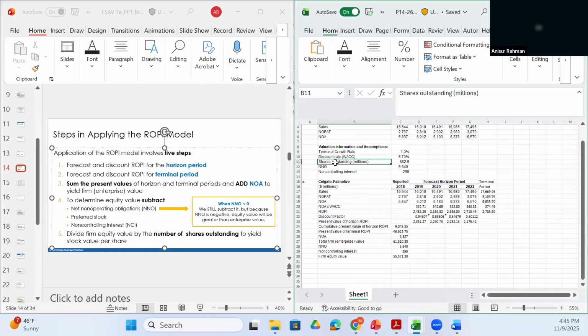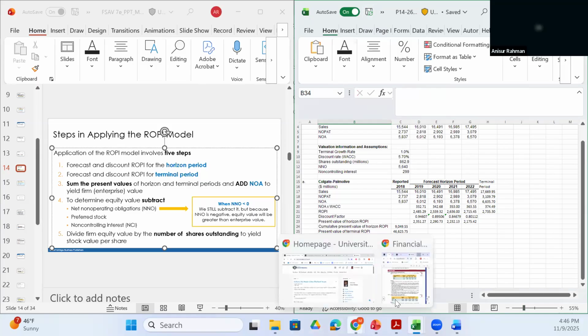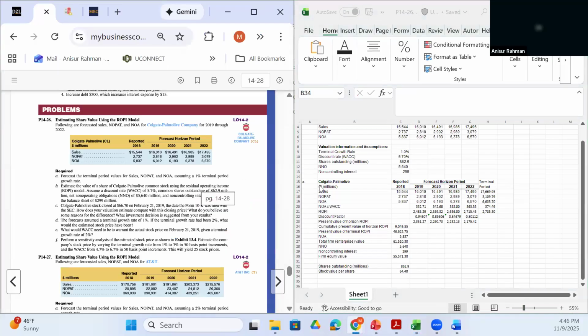So I will copy paste shares outstanding and bring that number from here. Now I have stock value per share, which will be my equity value divided by my shares outstanding. So $64.40. Okay. So that is actually our A and B.